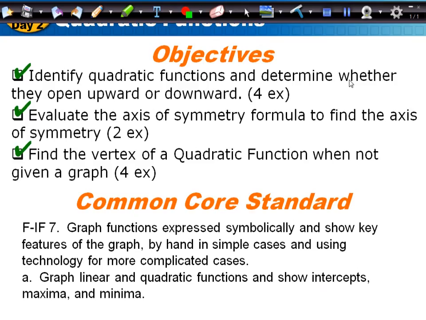All right, so there's our 3 objectives. We have 2 more real-world problems that we're going to look at in class tomorrow. But now we should be able to identify whether something is a quadratic function, tell whether it opens upward or downward, find the axis of symmetry, and find the vertex without giving a graph.